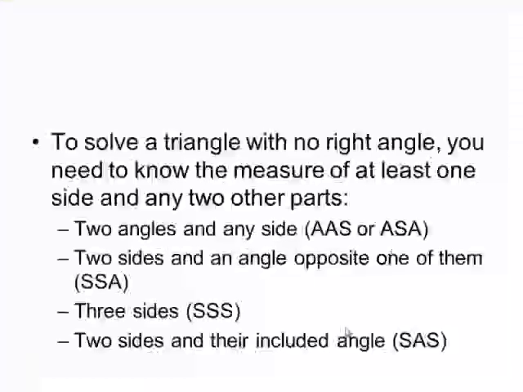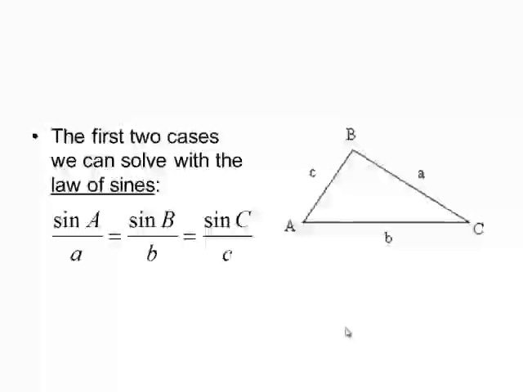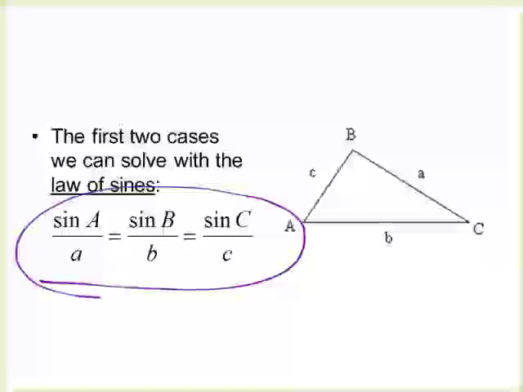To solve for missing pieces in a triangle, you need to know the measure of at least one side and two more things. They could be sides or angles, but you have to have at least one side and two more things. Sometimes we can solve using what is called the law of sines, which is what we are talking about today. The law of sines is this formula. It does not need to be memorized, but it probably will be by the end of your homework because you're going to use it on every single question, and it's not that messy of a formula.